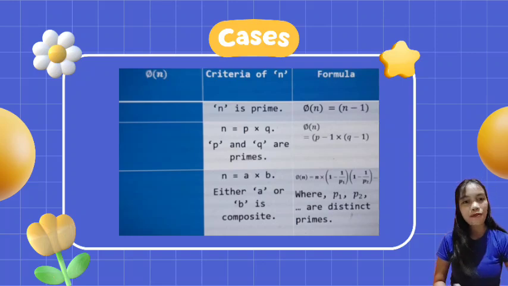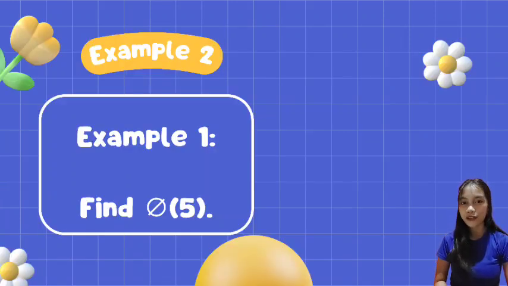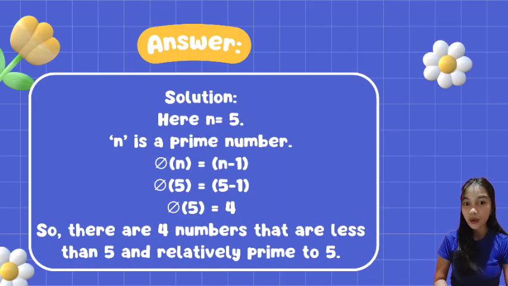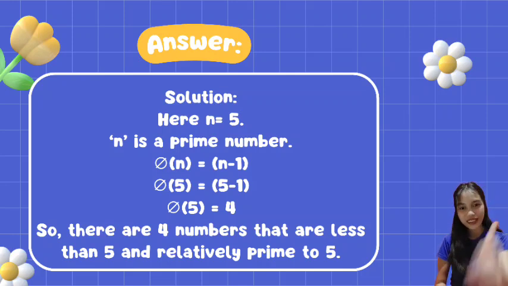First example, find phi of 5. First, we are going to identify what n is. n is equal to 5. And we all know that 5 is a prime number. So what case or formula are we going to use? Very good! Case number 1.